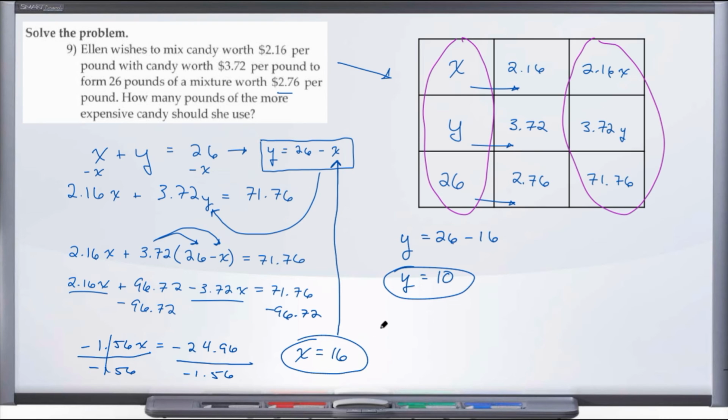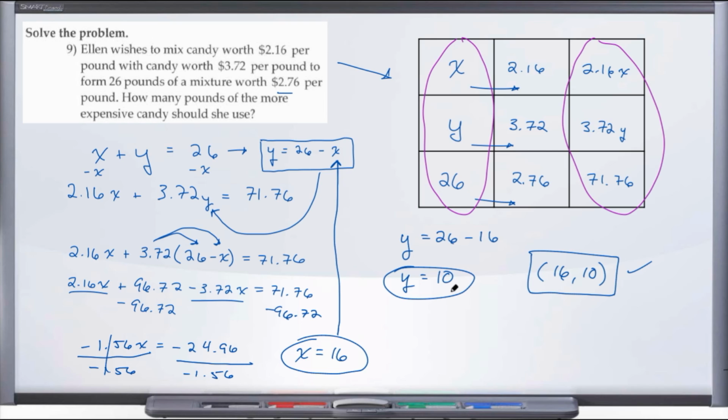But be careful here, because you might be tempted, like we've done in the past, to just go ahead and put this right into an ordered pair as the solution and move on. But with a lot of these word problems, they're not necessarily asking you for the ordered pair, the solution. They're asking for a specific part of information. And so let's go back and look at that last question again. And it says, how many pounds of the more expensive candy should she use?